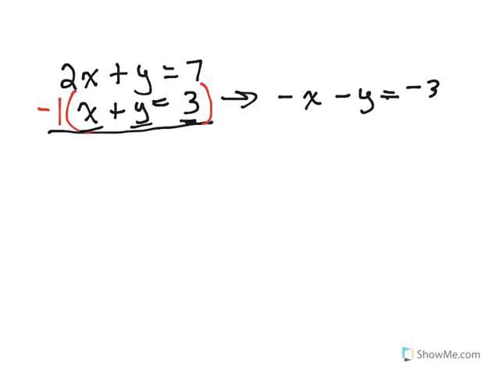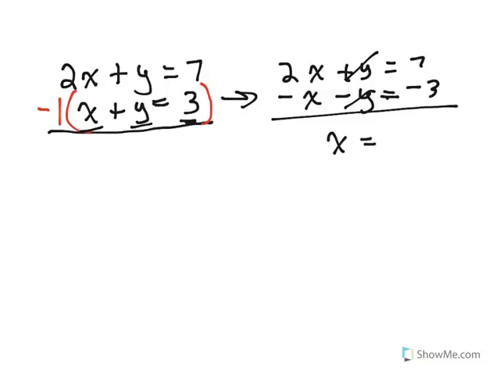Make sure you multiply that -1 to all three terms, both sides of the equal sign. My first equation does not change. That stays 2x plus y equals 7. Now I can add them together and my y's will cancel out. 2x minus x is x. 7 minus 3 is 4.